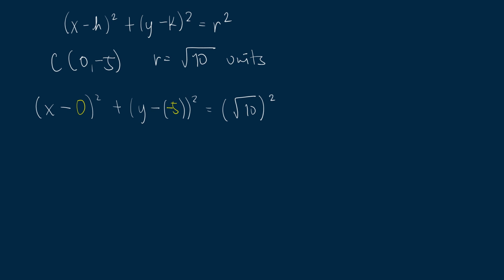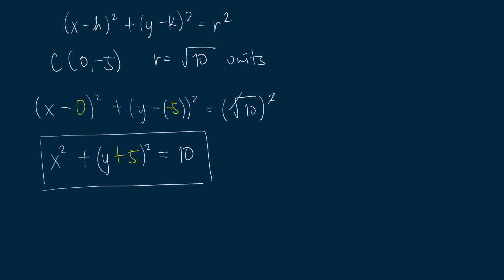Simplifying our equation, you will have x minus 0, that is x squared, and also we have y minus negative 5, and that would be y plus 5, quantity squared is equal to, cancel out the radical sign and the exponent, 10 is what's left at the end. And therefore, our final answer would be x squared plus (y plus 5) quantity squared is equal to 10.